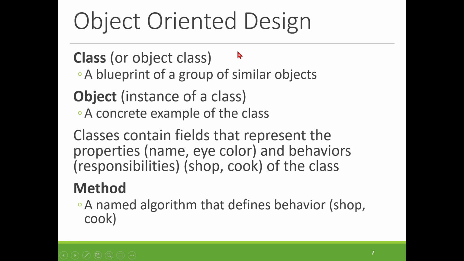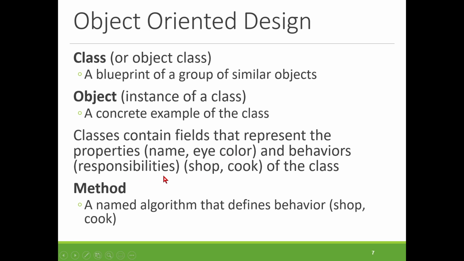So classes contain fields that represent the properties, name and eye color, and behaviors, responsibilities, shop and cook, of the class. One thing, and I'll try to be relatively consistent, is there's a lot of synonyms for the same thing. So classes contain fields. Fields, properties, data, data members, there's others that I'm not thinking of right now, are all words for the same thing, meaning just the information that the class is storing. For example, name and eye color.